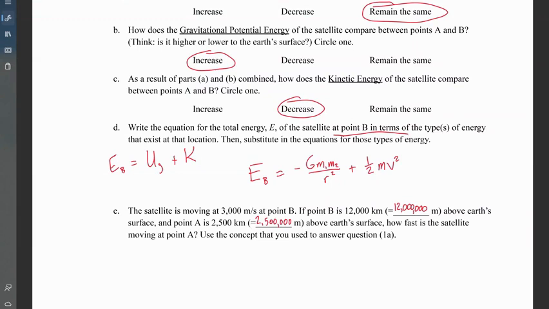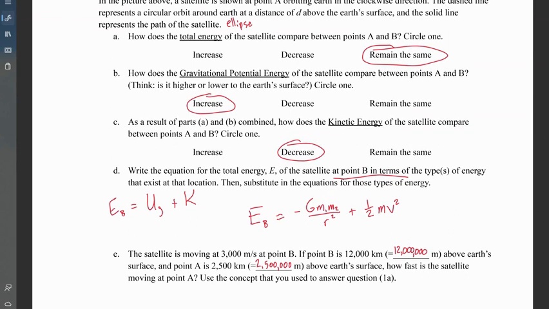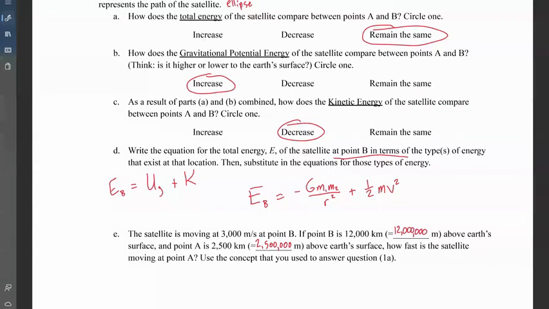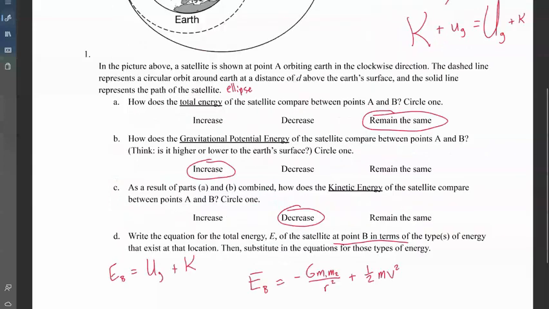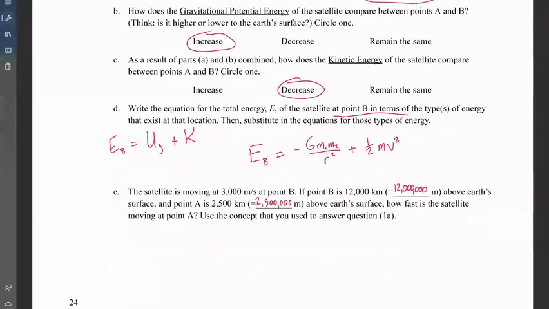We'll use the concepts that we used to answer everything above, not just 1A, but everything above. Okay, so we can say what we did up here, right? Because there's no work happening, so we know that the energy at point A has to equal the energy at point B. Energy at A, well, there's a lot of kinetic because it's close, and a little gravitational potential because it's close, right? Because it's moving faster. It has to move faster when it's closer to maintain the energy.